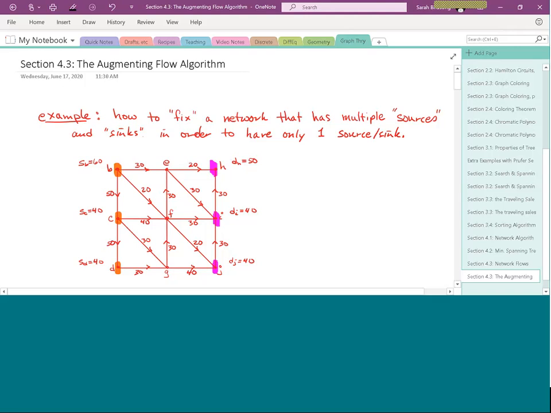So in terms of this guy, notice if you only look at the supply side and the demand side, it looks like you can easily meet all of your demand, which is the goal of these type of questions if you have a supply and a demand.